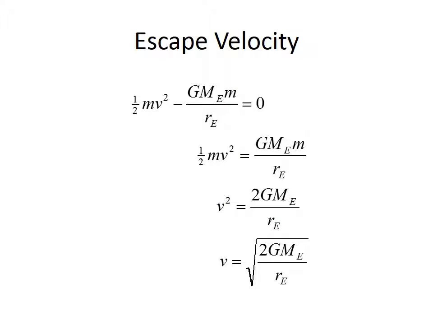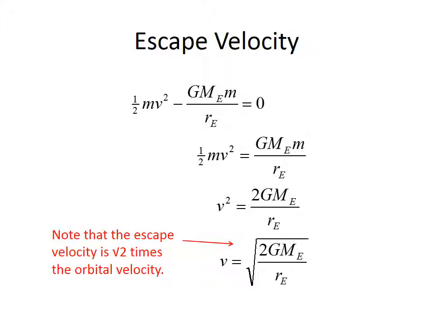Solve this for the speed. We wind up with the speed is equal to the square root of 2GM over r. M is the mass of the large object that we're trying to escape, here the Earth. R is the radius that we're starting from, here the surface of the Earth. Notice that the escape velocity is root 2 times the orbital velocity. Basically, it's 1.4 times the orbital velocity to escape.